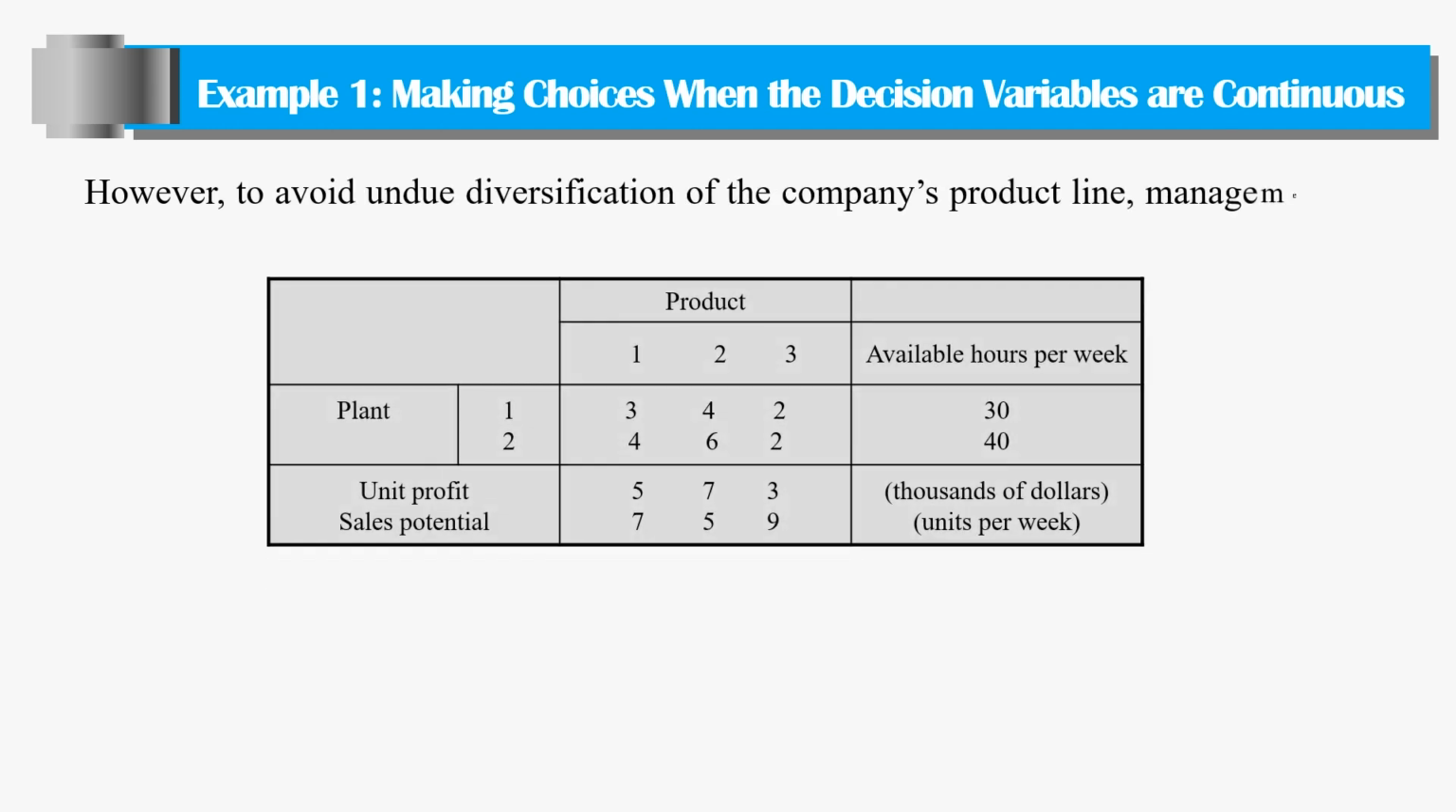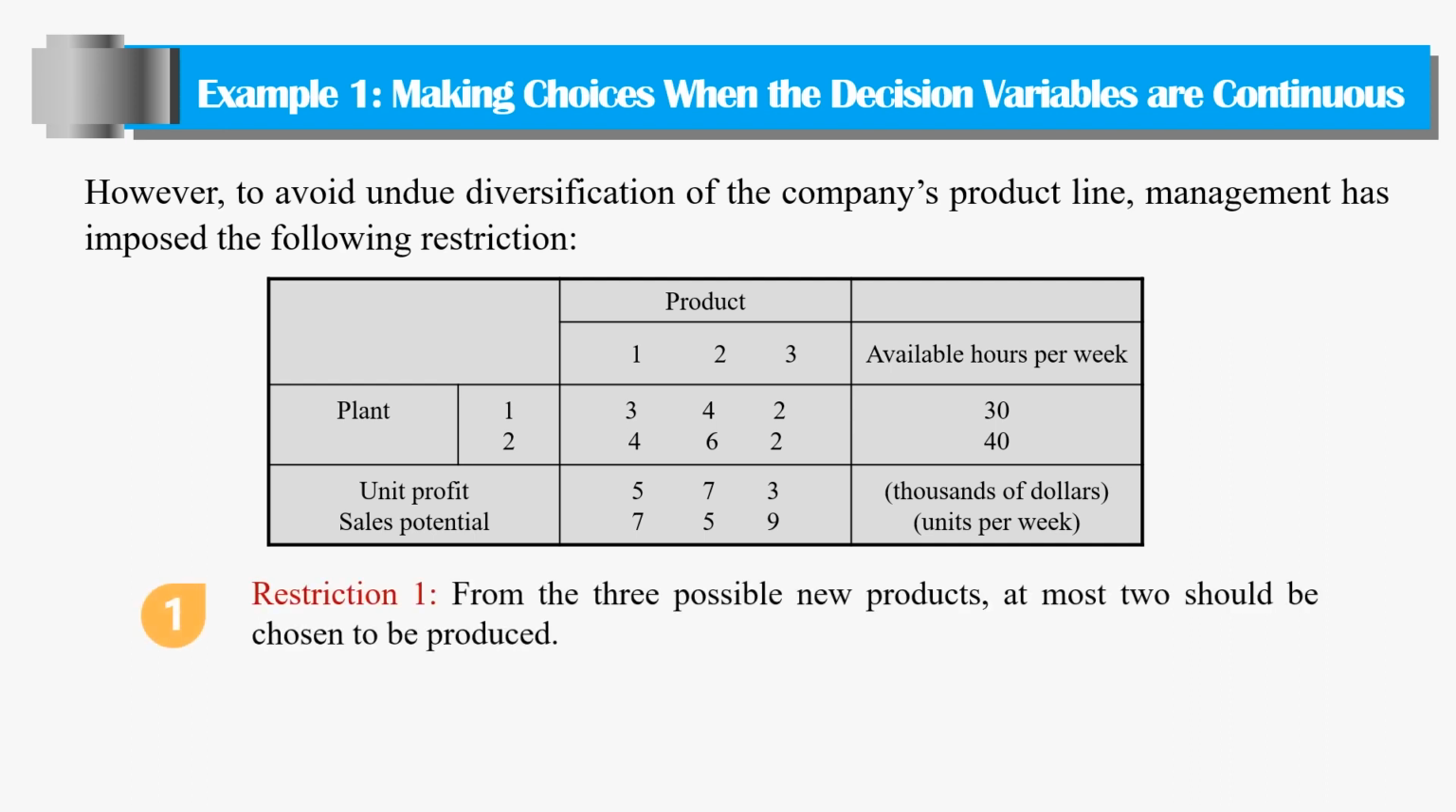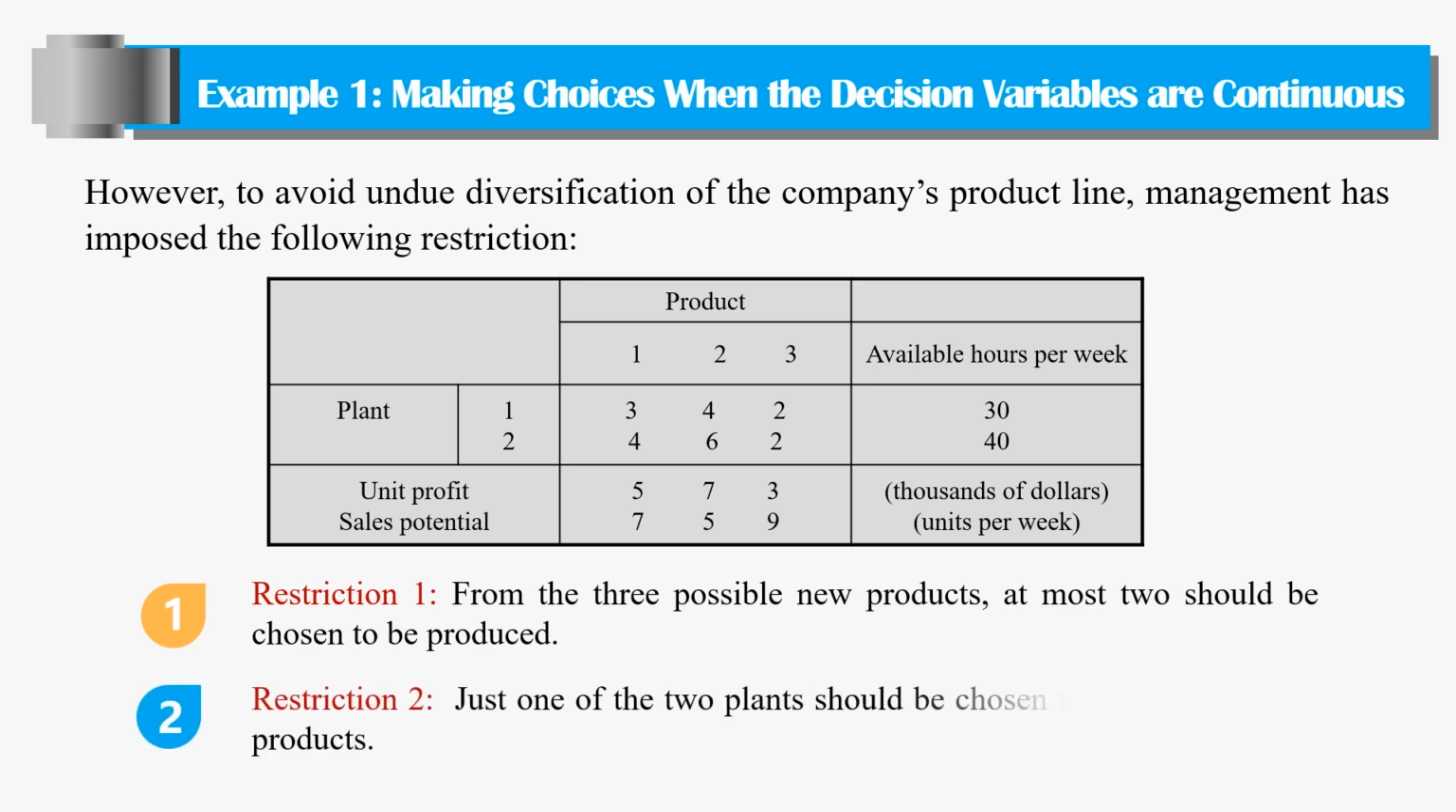however, to avoid undue diversification of the company's product line, management has imposed the following restrictions. Restriction 1. From the 3 new products, at most 2 should be chosen to be produced. Restriction 2. Just one of the 2 plants should be chosen to produce the new products. These are the 2 constraints emphasized in this program. So we think about how to express these 2 restrictions.